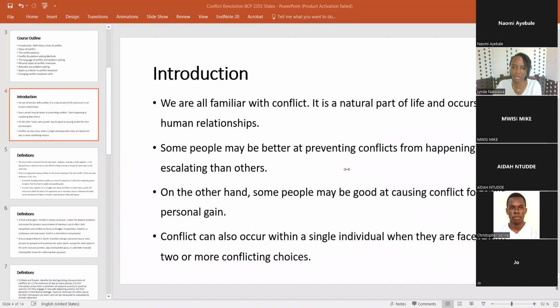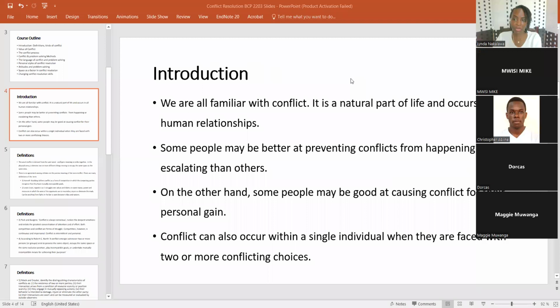I'm still waiting to get responses. If you have been in a conflict in the month of June, type 1 in the chat. Let me say I have 1, 2, 3, 4, 5, 6. About 10 people. Okay, we'll go with that.